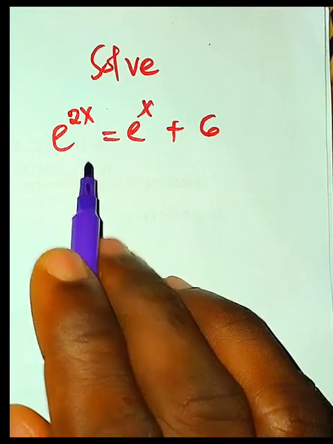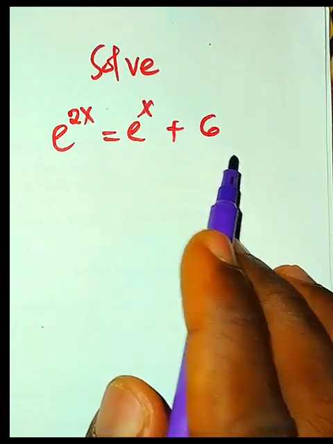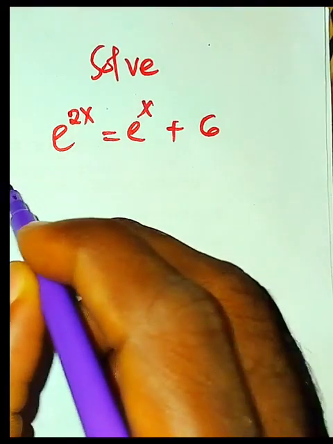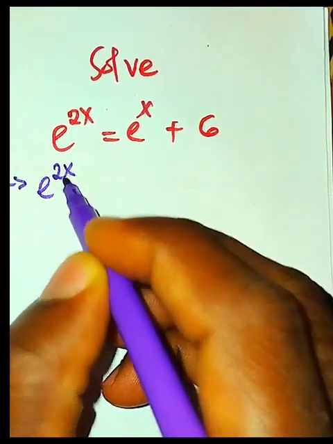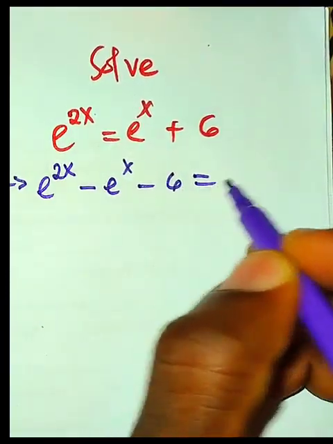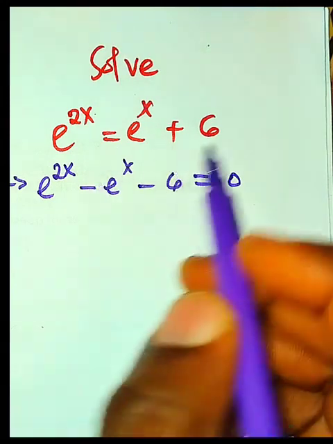I have e^(2x) = e^x + 6. So now what are we going to do here? Let me rearrange this equation to be in this form: e^(2x) - e^x - 6 = 0. I send all of these on the right-hand side to the left-hand side.